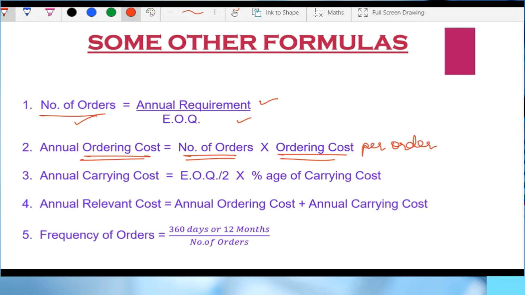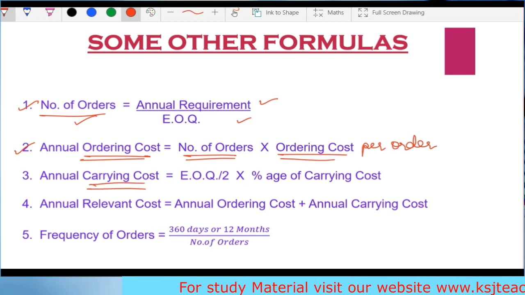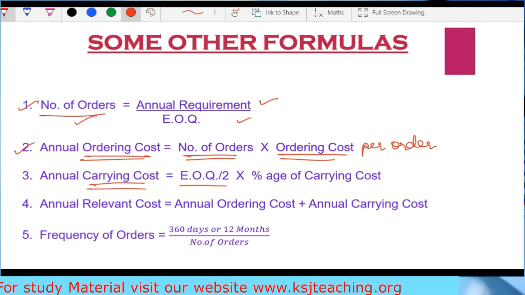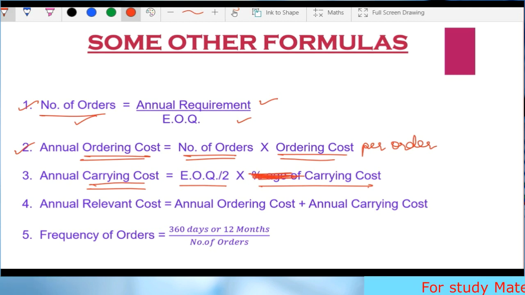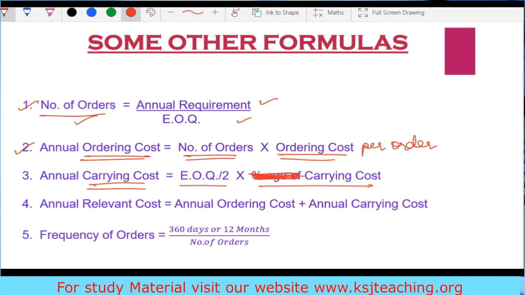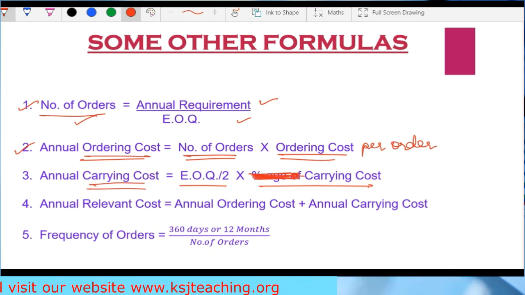This much is clear. Next, this is done. Next is the annual carrying cost. Annual carrying cost is EOQ divided by 2 multiplied by the carrying cost. Simply the carrying cost, not a percentage of carrying cost. If you have to take the percentage of carrying cost, then multiply by the purchase price also. So I'll say just carrying cost, sir, nothing else. Okay, I'll remove this, just the carrying cost. Sir, why this EOQ divided by 2? This is very often a question that is asked by students. Sir, EOQ divided by 2, why, sir?